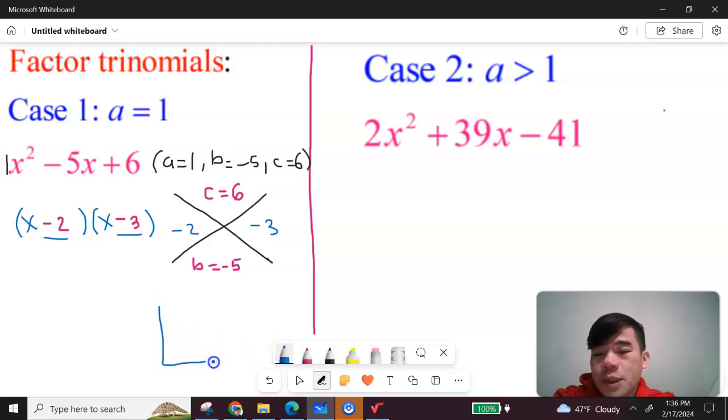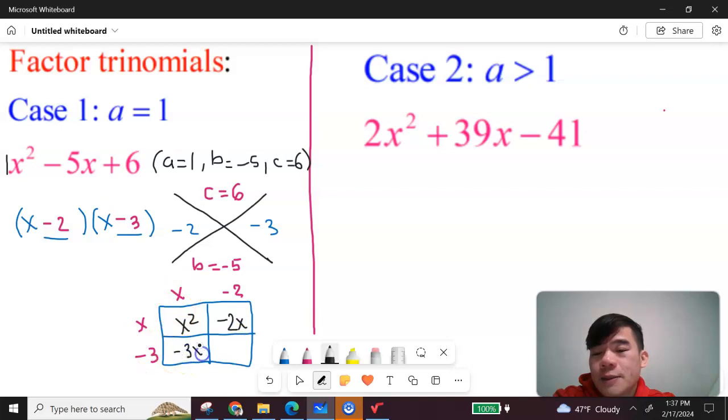So you have the box method right here. We have s minus 2. We put s right here, -2 here. s minus 3, we have s right here, -3 here. Now we need to multiply: s times s is s squared. s times -2 is -2s. s times -3 is -3s. And then -3 times -2 is 6. Now if we add them up, it's going to be exactly this one right here.